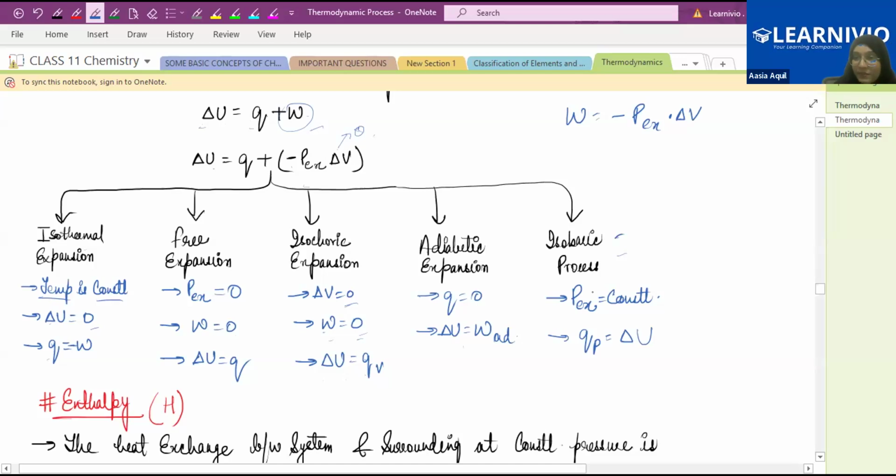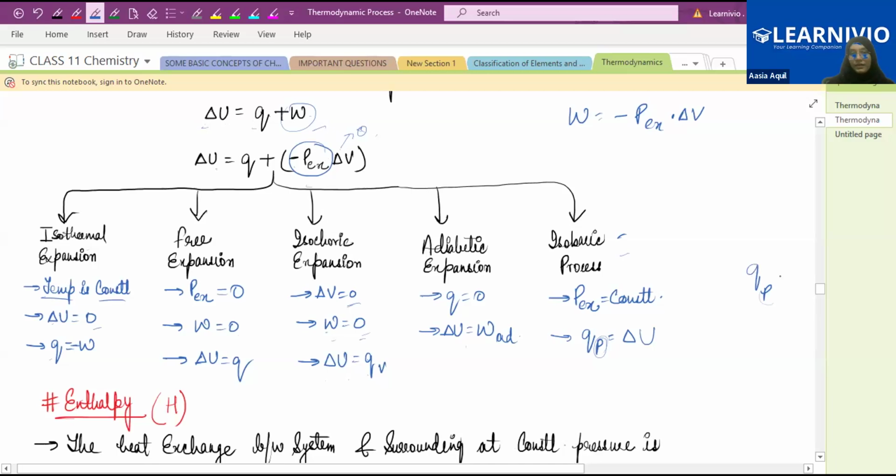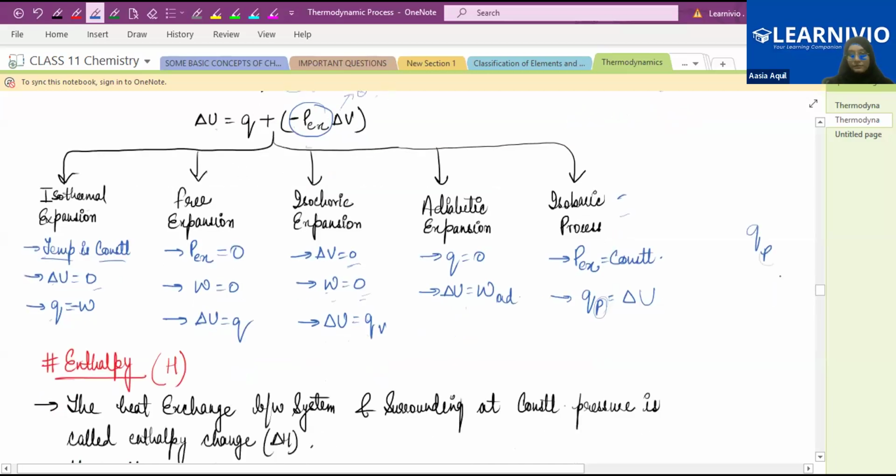So isobaric process में क्या होता है? P external is equal to constant. External pressure becomes constant. And if external pressure becomes constant, so here this whole thing will become constant, zero. Okay, and delta U equals Q. Okay, and because we are just talking about constant pressure, that's why I have written QP, the heat at constant pressure. Heat at constant pressure. Okay, clear to everyone? Each and every point?